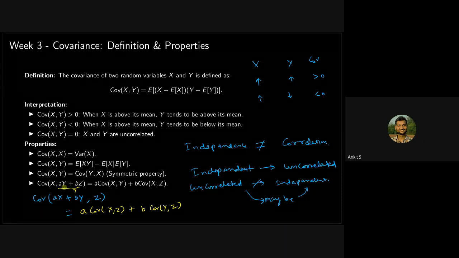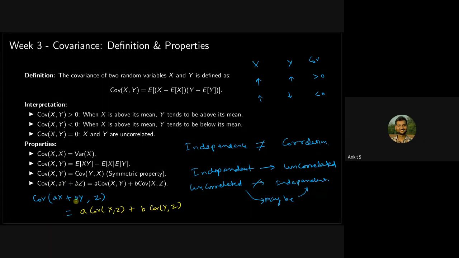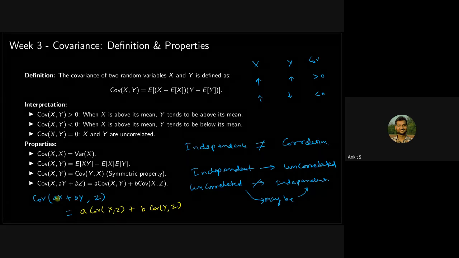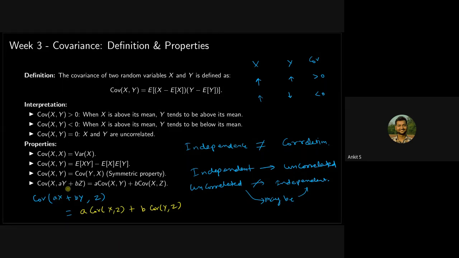Okay. Then how will you do it? This then becomes covariance of x comma y. Then how do you convert it into this form? Because it is a symmetric property, you can take it like that. Instead of x comma ay plus bz, we could have written ay plus bz comma x, because it is symmetric and it would make no difference.